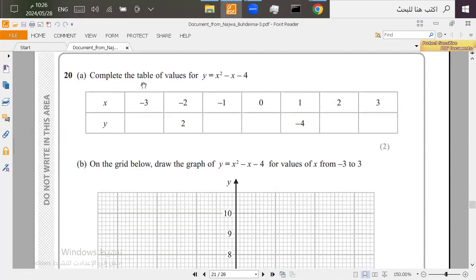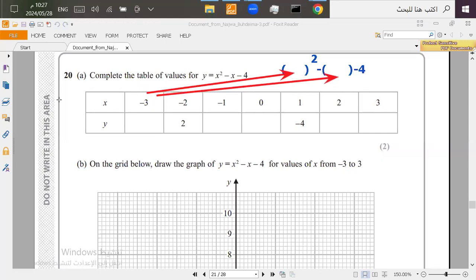Question 20. Complete the table of values for y equals x squared minus x minus 4. As we said before, when you remove a variable, put brackets and put the numbers inside the brackets. So first, I'm going to put the brackets for the x squared, and then minus bracket for the x, and then minus 4. And don't forget that we have a square here. So I'm going to do this in the calculator. And then I'm going to take the values of the x's and put them in the brackets. So here I'm going to put -3, and then push equals.